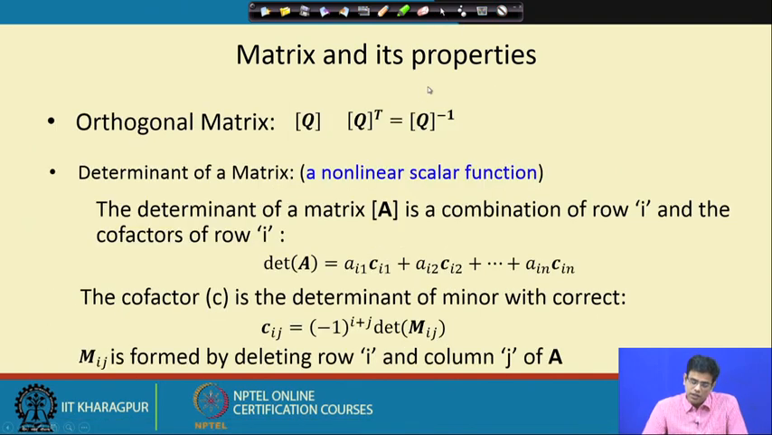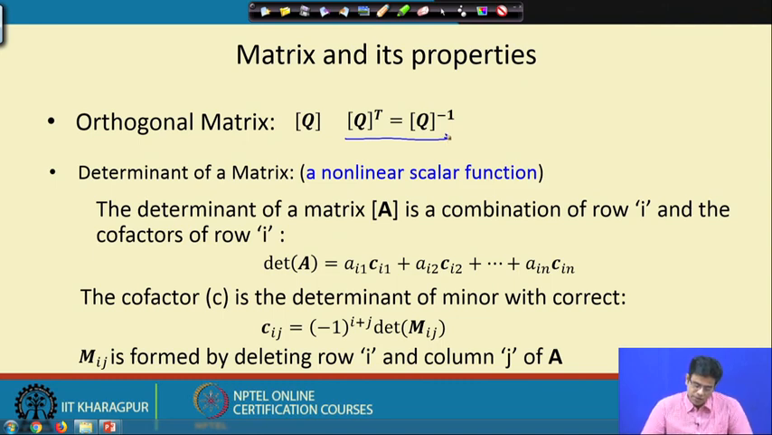Now, another matrix we probably need is the orthogonal matrix. An orthogonal matrix can be defined as a matrix whose columns are orthonormal. We will not discuss here what orthonormal is and all those things, but it is important to know for this course that an orthogonal matrix is one for which its transpose is actually its inverse. So, this is the property of the orthogonal matrix.